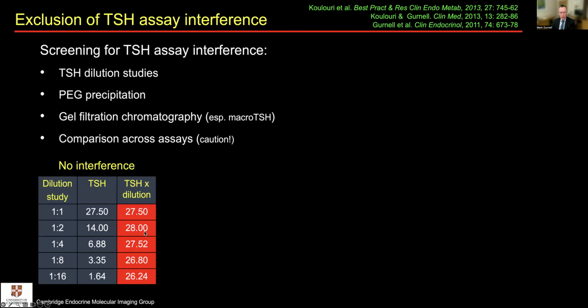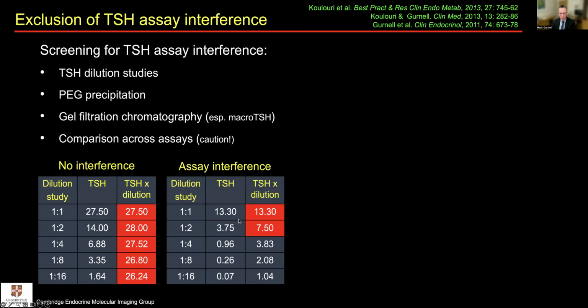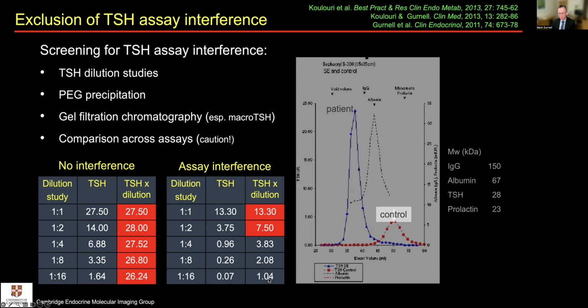Dilution, as I say, is something which can be easily done. Here's a patient with standard hypothyroidism in which their serum is diluted, and we can see that as we dilute and back multiply by the dilution factor, it's pretty consistent. But here's a patient with assay interference. We can see that as the dilution occurs, the weakly cross-linking heterophilic antibodies dissociate, and therefore the back multiplication does not hold true, and we see a decline in that TSH level.